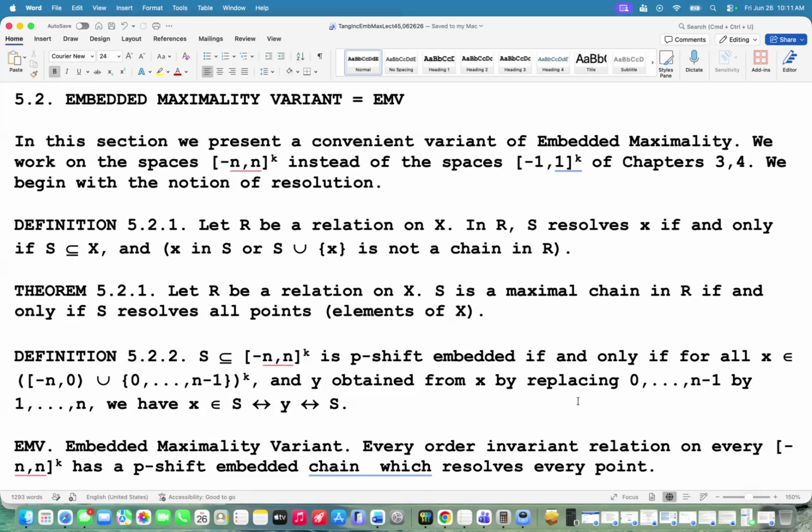first of all, S is contained in X. Oh, there's 2 different X's here. Yeah, this is a small x, and that's a capital X. If and only if x is contained in the space, capital X, and either x is in S, that certainly resolves it in some sense. Either x is in S, or when you put x in S, it's no longer a chain. Okay, that's the definition. That's a kind of a neat definition.